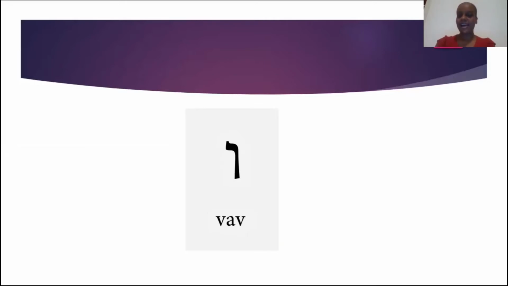You're seeing the next consonant in the alphabet, and that's Vav. That's the modern pronunciation, or Vav. They can be pronounced Vav or Wav. Either pronunciation is fine. So we're just going to go into how to write it, and this is a simple one.